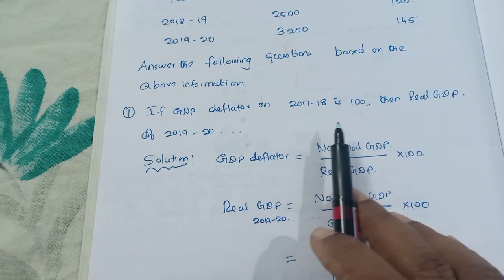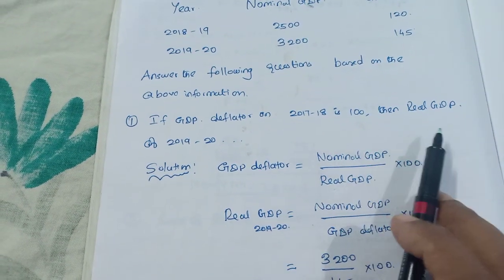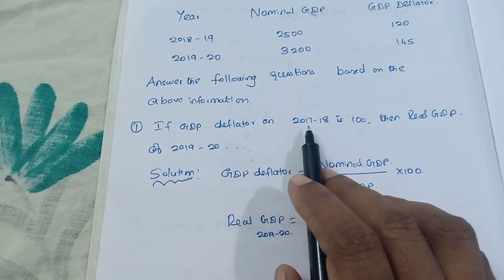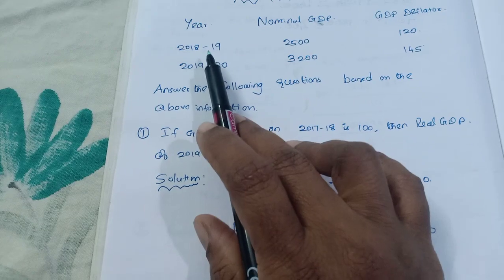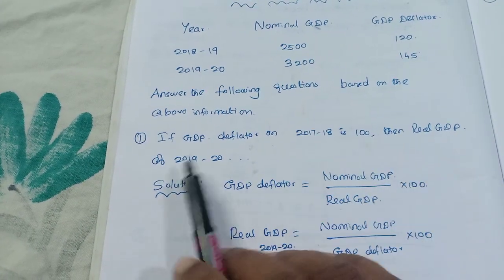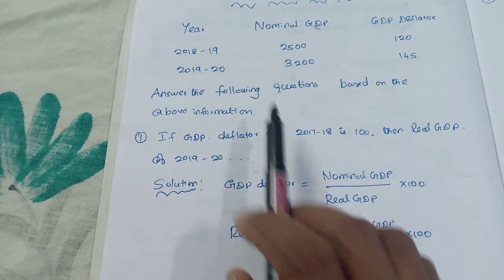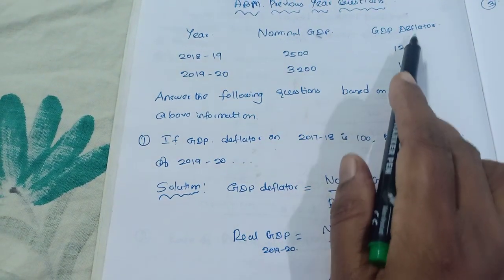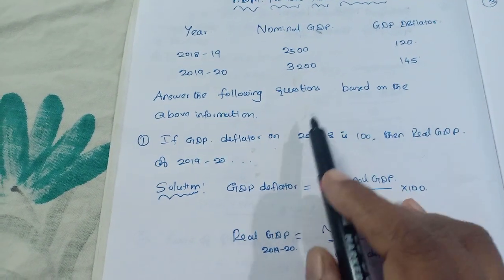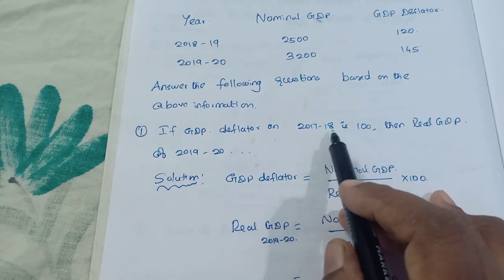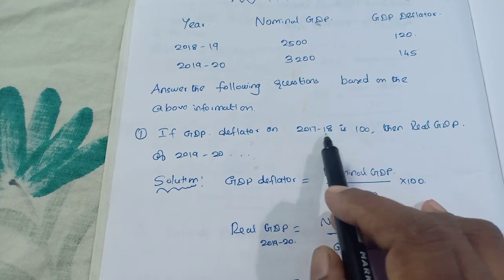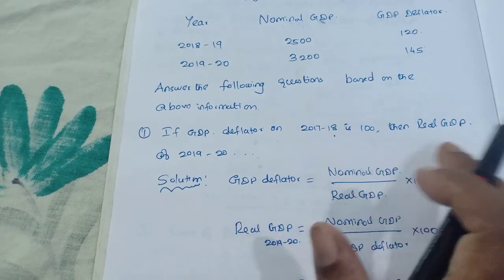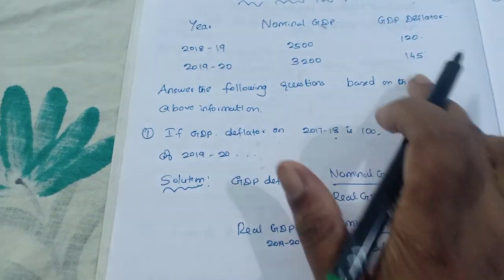If GDP deflator on 17 to 18 is 100, then real GDP of 19 to 20. Here it's given GDP deflator on 17 to 18, but what is asked is the real GDP of 2019 to 20. So here we need to consider 2019 to 20 nominal GDP is 3200 and GDP deflator is 145. This data, 2017 to 18 is 100, is given to confuse us. This is not relevant to our problem, so we need not consider this one. Then we have to consider these two.